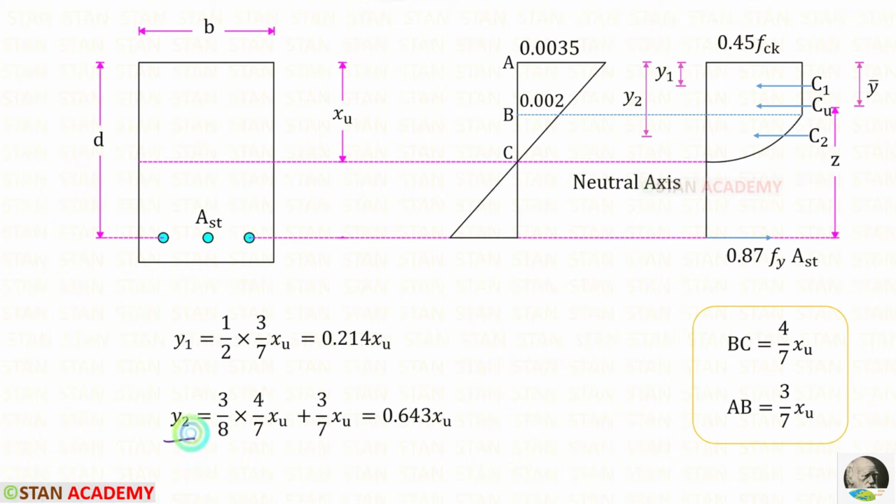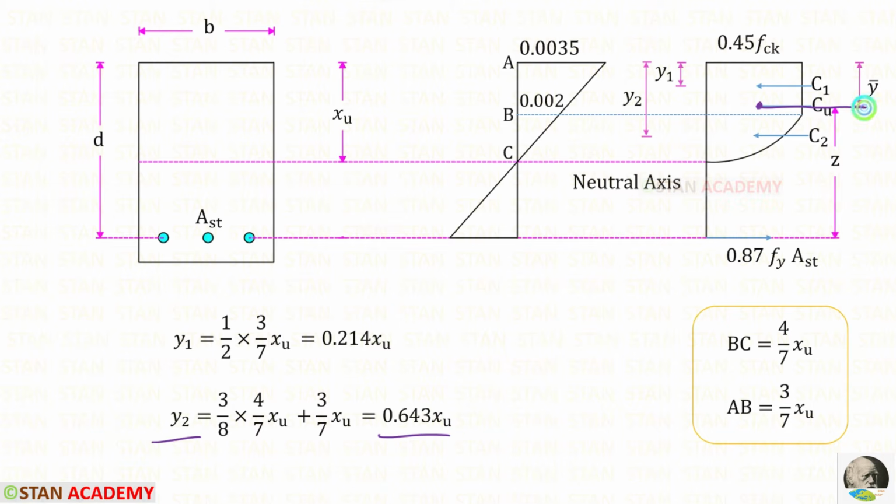Let us find y2. Let us assume that the centroid for the parabola lies here. The formula to find the distance from the centroid to this point is 3 upon 8 into breadth. Here the breadth is BC, which is 4 upon 7 XU. So it is 3 upon 8 into 4 upon 7 XU. But we have to find the centroid distance about the top, so we have to add the remaining distance, which is AB. We know that that is 3 upon 7 into XU. For y2, we will get 0.643 XU.